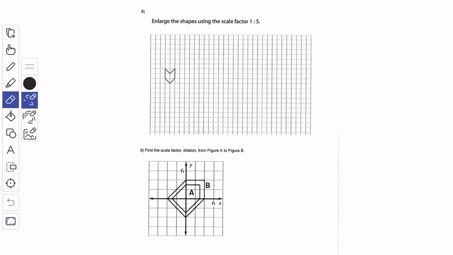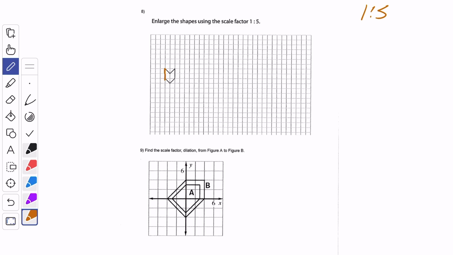For question number 8, it says enlarge it. So that means that we know that we're making it bigger. So by a scale factor of 1 to 5, that means we're making it 5 times larger. So when we solve for how big each side is, we will multiply it by 5 to figure out what the size of the bigger one will be. So this side is 1, 2. Well, 2 times 5 is 10. So I know it's going to be 10 units now.